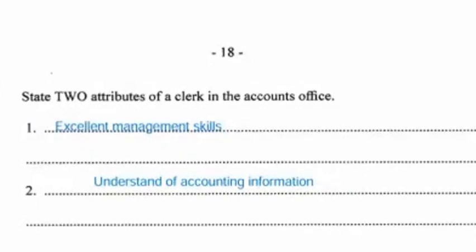Let's move on to 5A. State two attributions of a clerk in the accounts office. Another function or attribution of a clerk in the accounts office is an understanding of the accounting information. They need to understand the different books of original entry, such as the cash book, the imprest system, the petty cash book, reconciliation statements and things like that. They need to have that information. They need to understand that information. They just don't need to get it, they need to understand it.